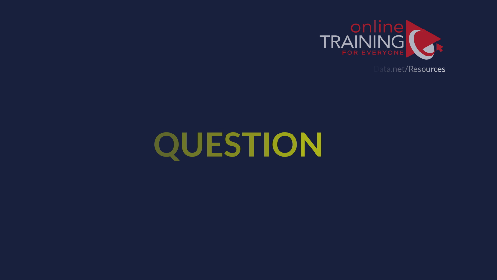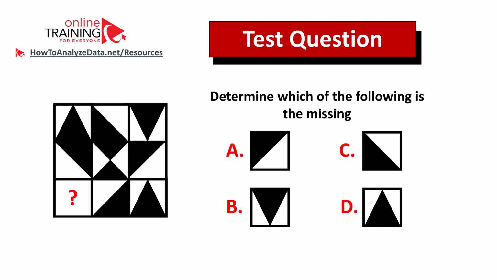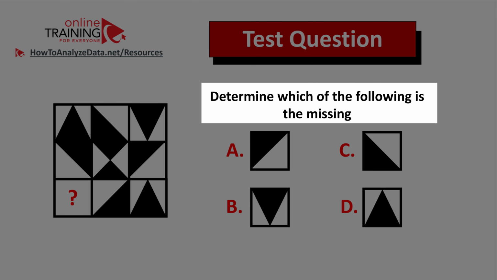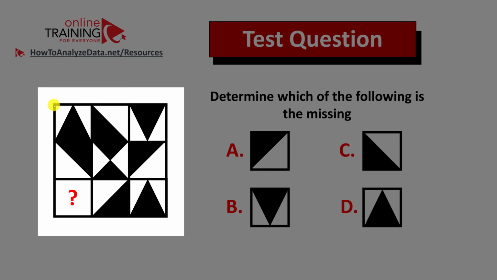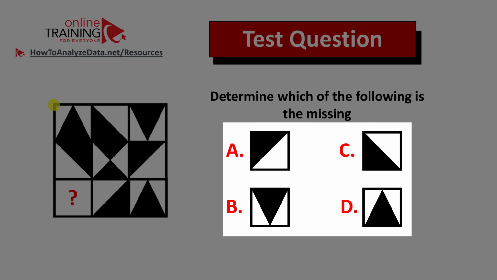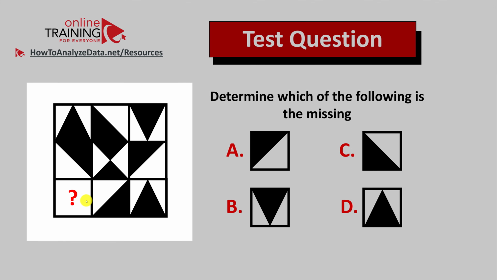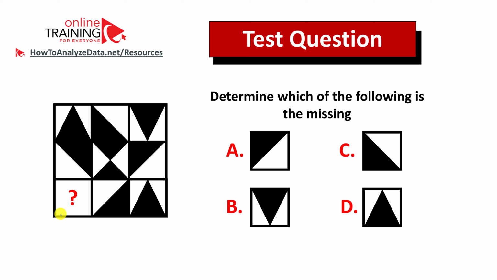Let me share with you an interesting question which tests your reasoning skills. Determine which of the following is missing, and you're presented with the large square which could be logically broken into 3x3 small squares, and 4 different choices. Choice A, B, C, and D. You have a missing square in the bottom left corner. Do you think you can figure out the answer?